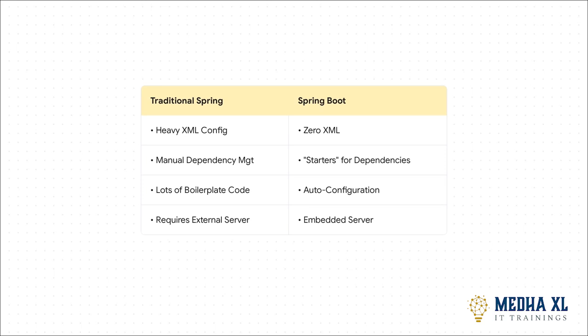All right, let's look at how it actually fixes all those headaches we just talked about. That heavy XML configuration? Gone. It's replaced with smart, sensible defaults. That manual dependency hunt? Solved. Now you just use these simple things called starters that bundle up everything you need. All that boilerplate code? It just vanishes thanks to something called auto-configuration. And that external server you had to manage? You don't need it anymore. Spring Boot apps come with one built right in.